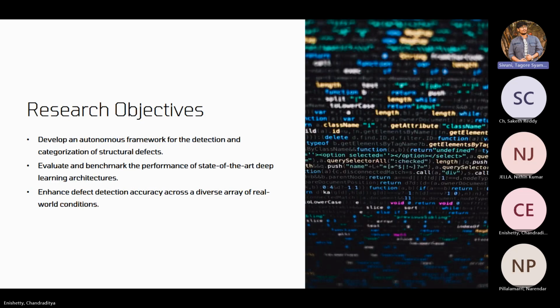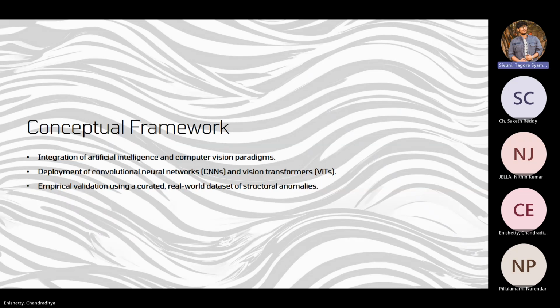Coming to our research goals: develop an autonomous defect detection and categorization framework, benchmark deep learning models, and improve detection accuracy across varied real-world conditions. For this, we built a conceptual framework that integrates convolutional neural networks and vision transformers, validated through a curated dataset of structural anomalies.